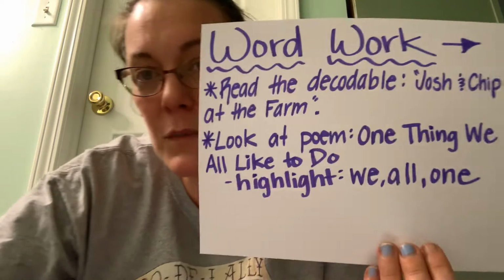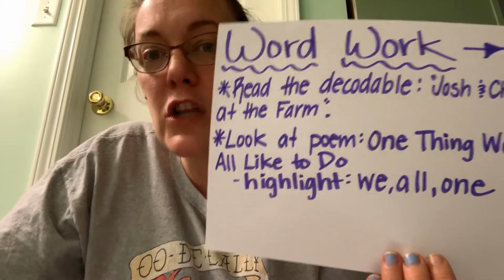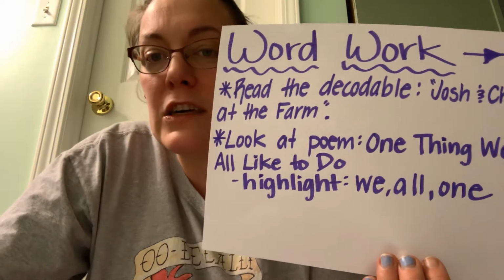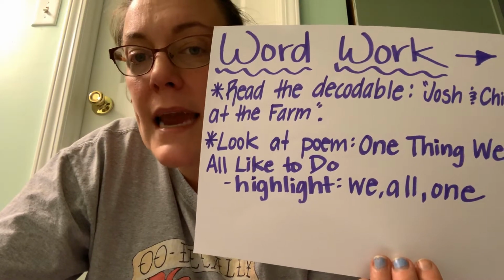After that, friends, what you're going to be doing is looking at the poem, One Thing We All Like to Do. You're going to highlight the words we, all, and one. So let's take a look at the decodable and where you're going to be highlighting your words in that poem.